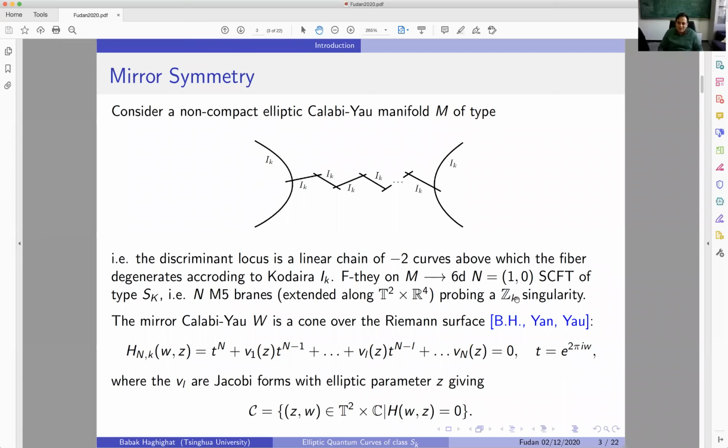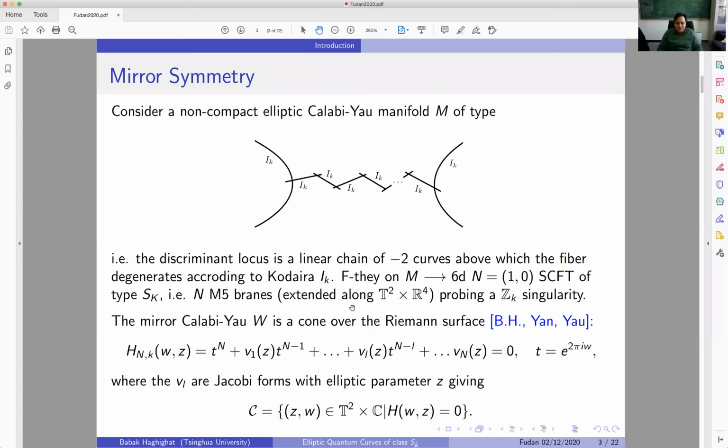The type of the singularity in this geometric realization is a C2 mod Z_k singularity, which these M5 branes are probing in the perpendicular space. And this type, in the F-theory dual picture, is given by the degeneration of the elliptic fiber. So this is also called an A-type conformal matter theory.